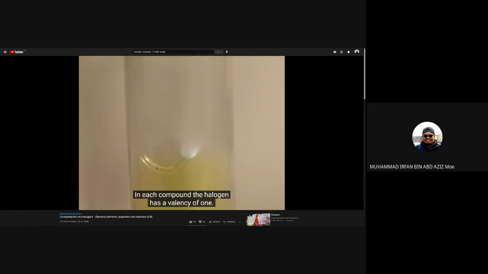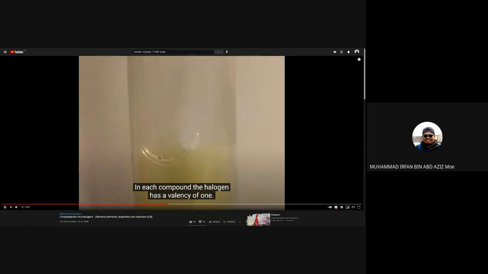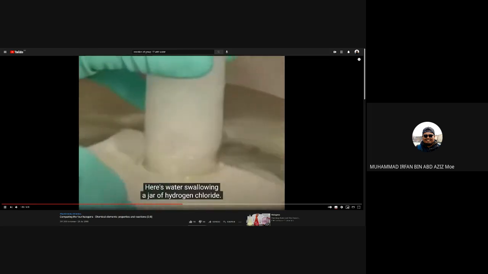HBr, and HI. In each compound, the halogen has a valency of 1. Okay, remember, valency means the electrons in the outermost shell. They are gases. They're also very soluble in water. Here's water swallowing a jar of hydrogen chloride. Okay, this is basically hydrogen halides with water.